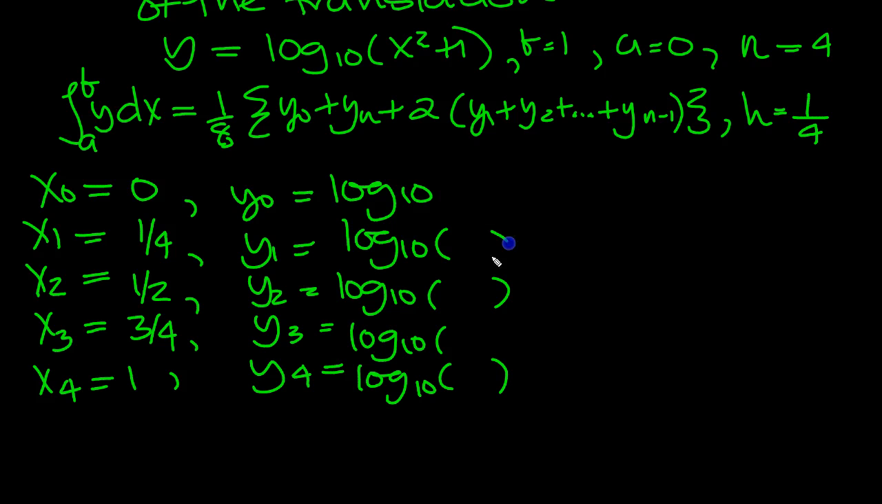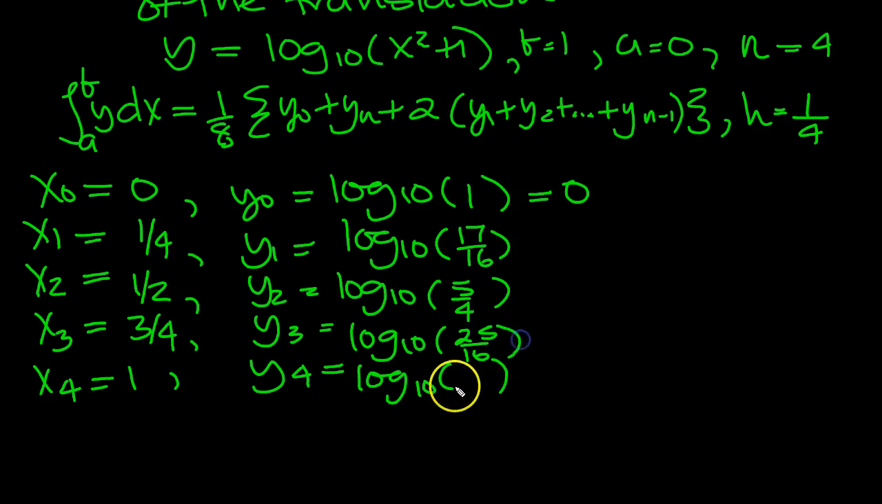Let's see what we've got here all the way through then. So y0, put x as 0 in here, we get log 10 of 1, which equals 0. The next one, quarter in here, 1/16 plus 1, 17/16 then. Put a half in, half squared is a quarter, 5 quarters. Put 3/4 in here, 9/16, so 16/16, 16 and 9 is 25 over 16. And then the last one, put 1 in, 1 squared is 1, 1 plus 1 is 2.